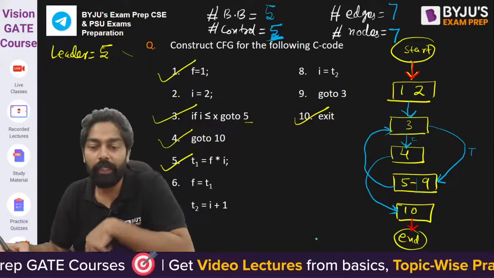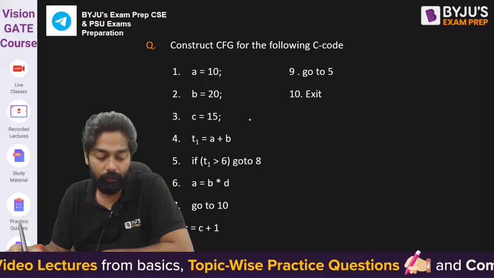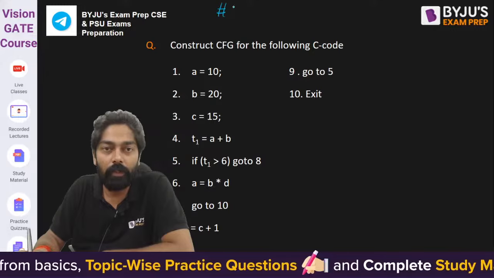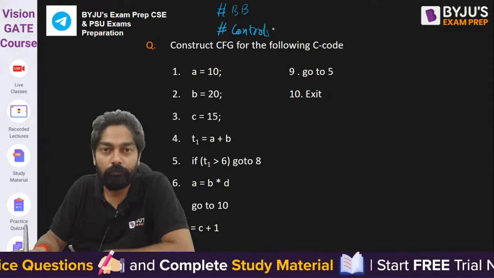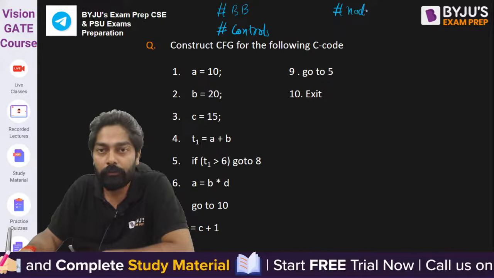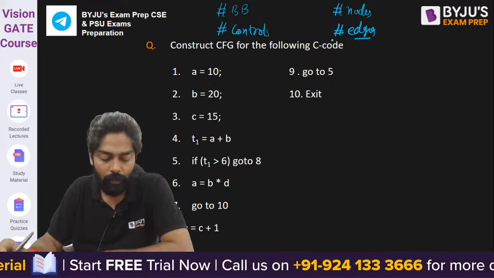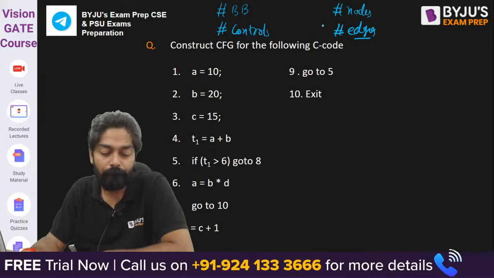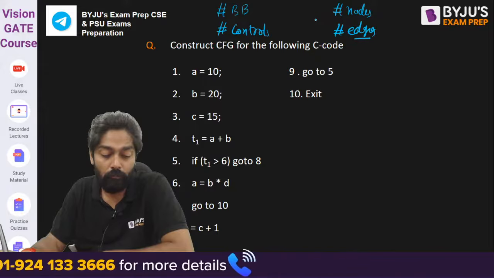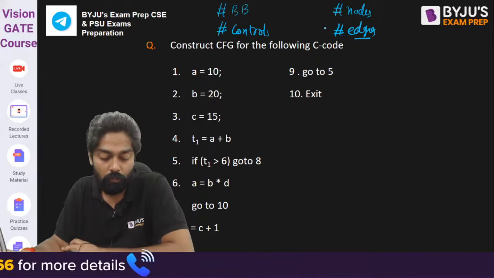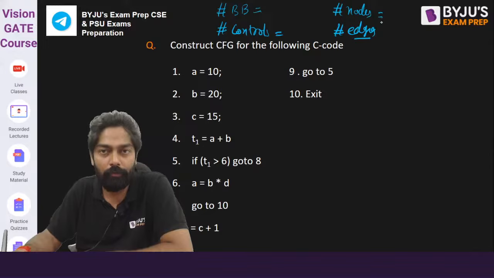Okay, now if it is clear, you can try this question. You can try this one. Can you please tell me what is the answer for this one? Same thing: number of basic blocks, number of controls, number of nodes, number of edges. What is the answer for this one?